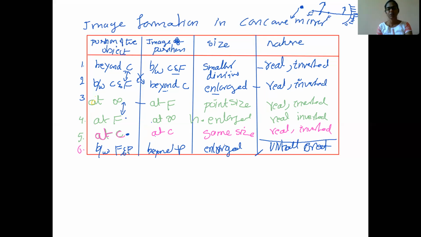When the object is between pole and focus, the image will form behind P, so you will get an enlarged image. That means in the last condition, when you place the object very near to the mirror, you will get an enlarged image at the opposite side of the mirror, so it is called virtual and erect. It is not inverted, it is erect. Clear, children? This is about the image formed when you place the object at different positions.